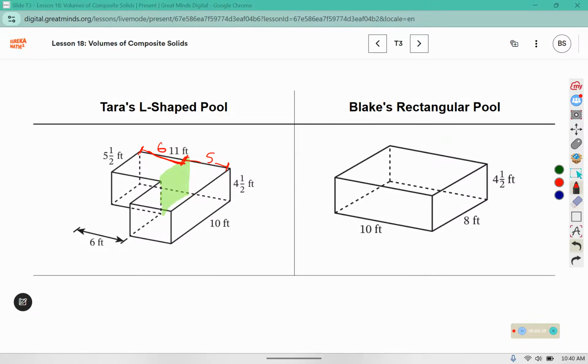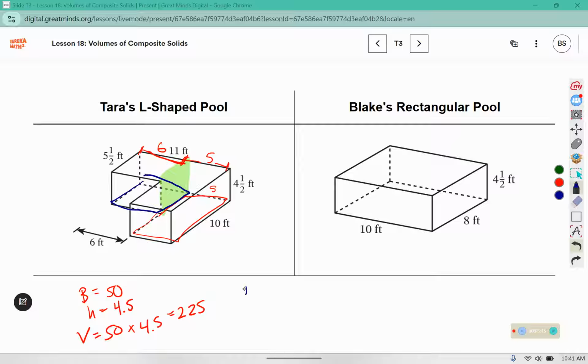Let's find the volume of this piece here. The base area is a 5 by 10, so it has a base area of 50 and a height of 4.5, which can be rewritten as 4 and 1/2. So the volume of that section is going to be the base area of 50 times the height of 4.5, which is 225.